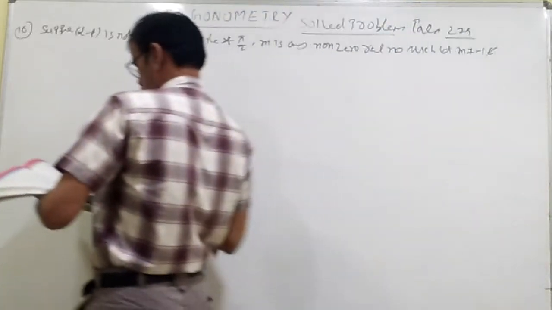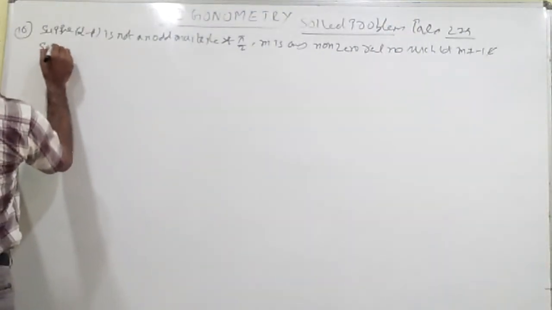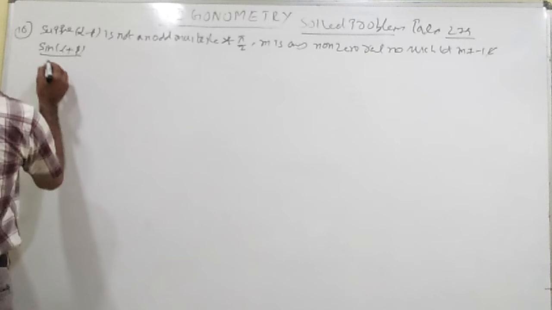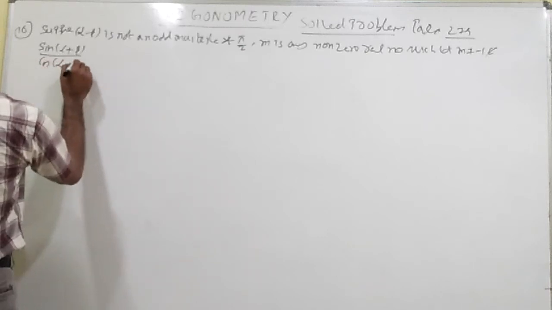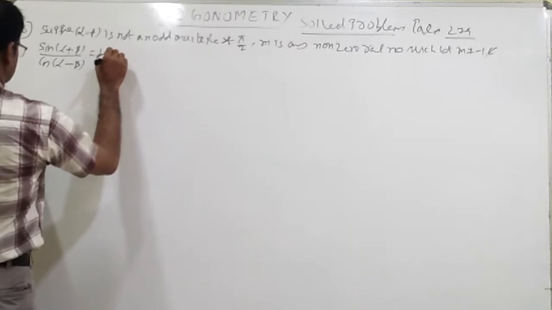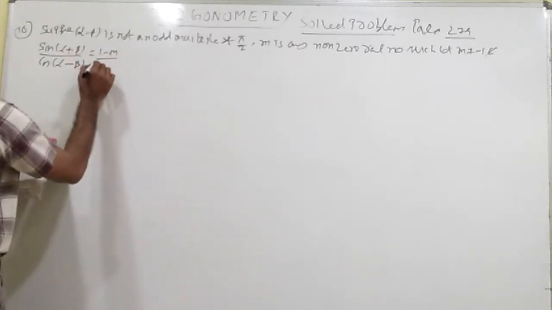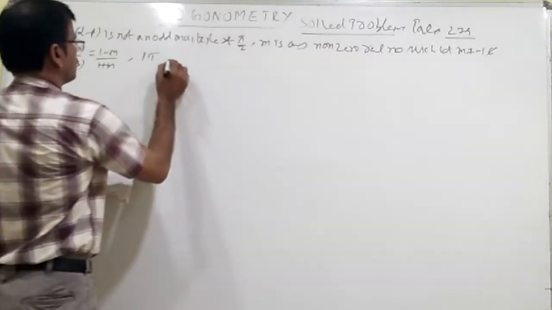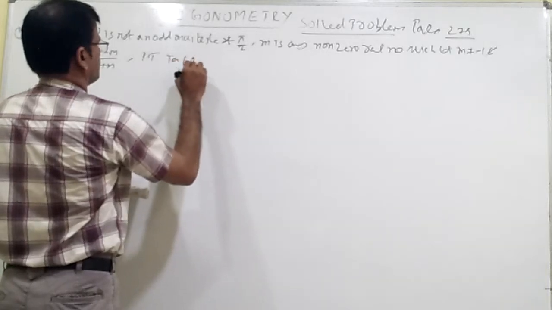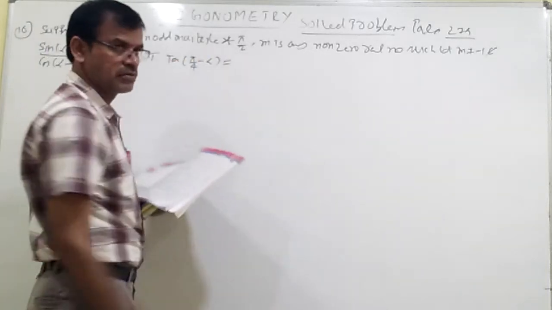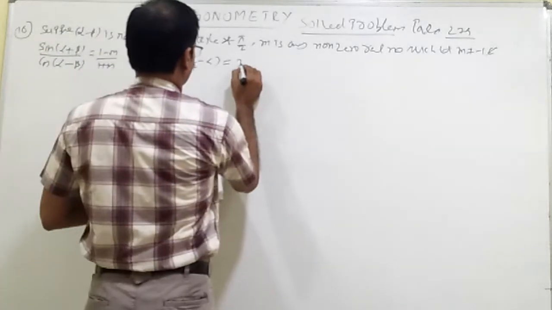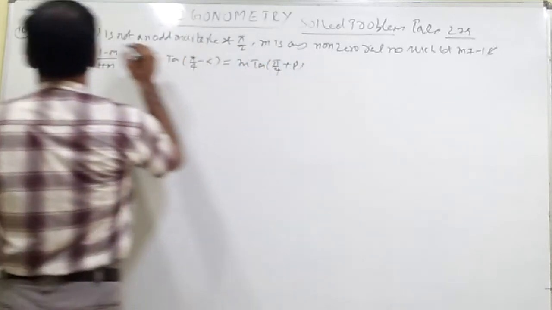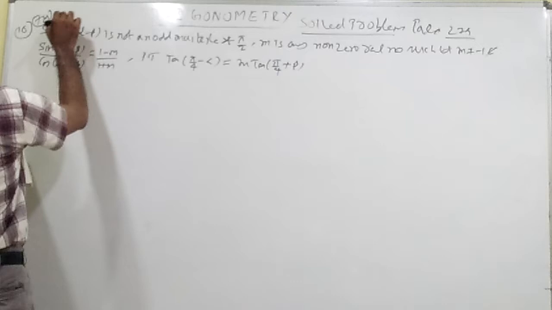and sine of alpha plus beta by cos of alpha minus beta is equal to 1 minus m by 1 plus m. Then prove that tan of pi by 4 minus alpha is equal to m tan of pi by 4 plus beta. This is a 7 marks important question.